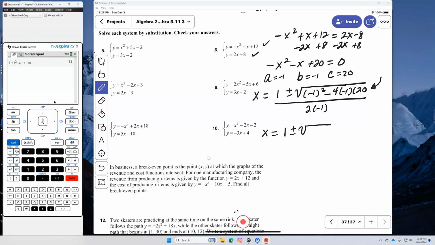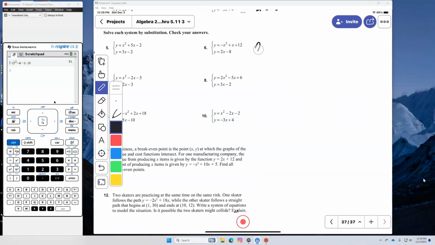So we got 81 for the discriminant over negative 2. So we have 1 plus or minus 9, since the square root of 81 is 9, divided by negative 2. So one answer is 1 plus 9 is 10 over negative 2, which is negative 5. The other answer is 1 minus 9, which is negative 8... negative 4, divided by negative 2, which is 2.